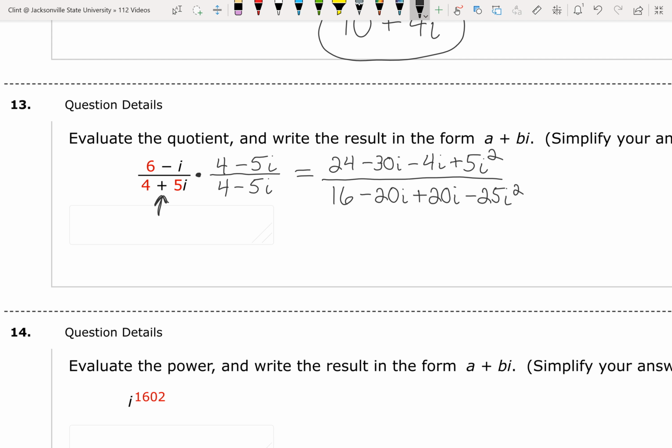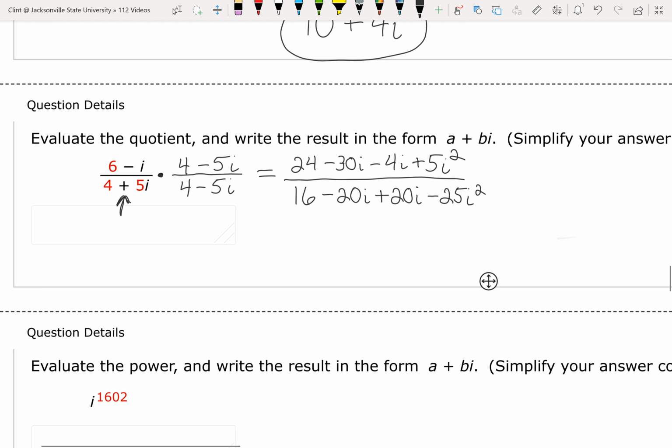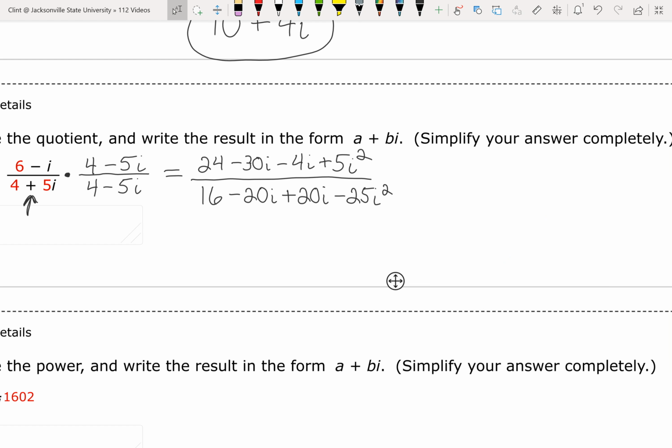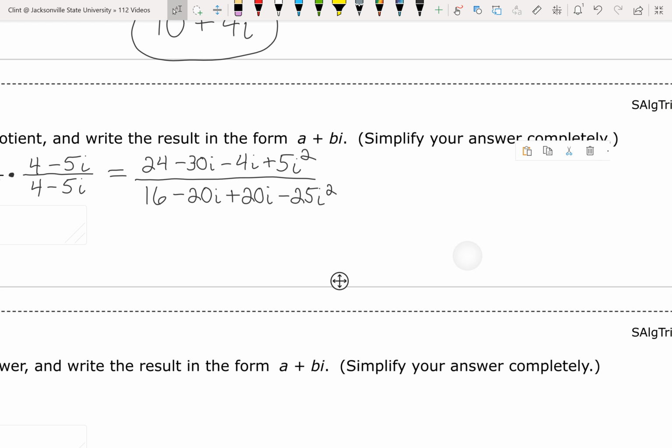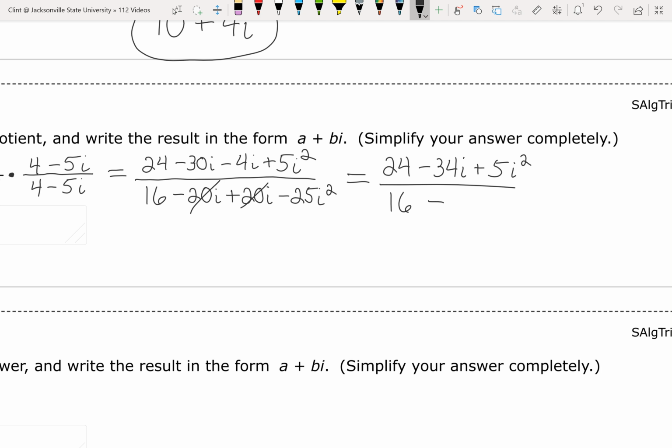Okay, then we need to simplify. Use as many steps as you want to. Okay. Here, let's combine the middle terms first. How about that? Okay, so we'll do the i terms first. So on top, that leaves us 24 minus 34i plus 5i squared. On the bottom, if we combine the middle terms, they cancel out. That should happen every time if we've done things correctly. Okay, so then we have 16 minus 25i squared.